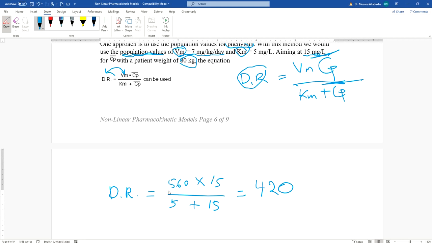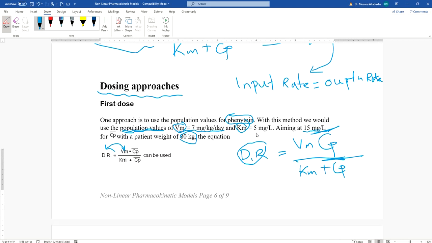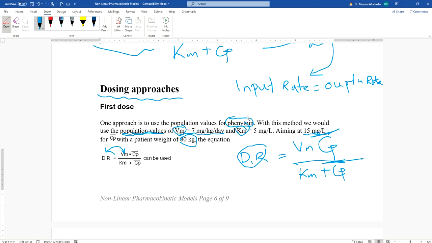Okay, remember that the unit of dosing rate is the same as VM. So it will be milligram per day. Okay, so this is the answer. So you start giving the patient this dosing rate, and you need to monitor this patient, especially since I'm talking about a narrow therapeutic window drug.